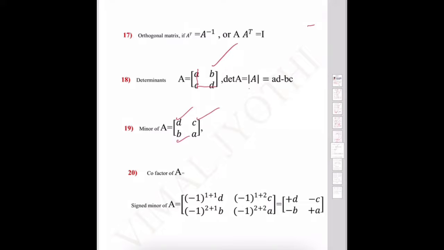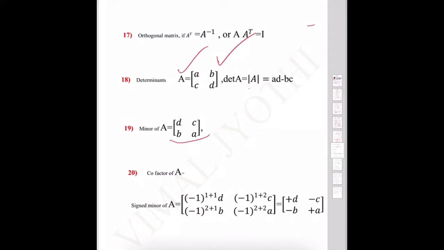Similarly, the minor of D: delete this row and column, then the minor of D equals A. That is, this is a matrix, then this is the matrix A, then this is the minor of A.